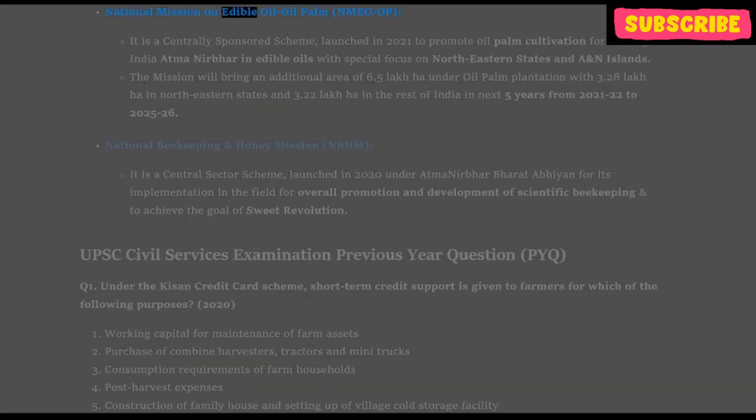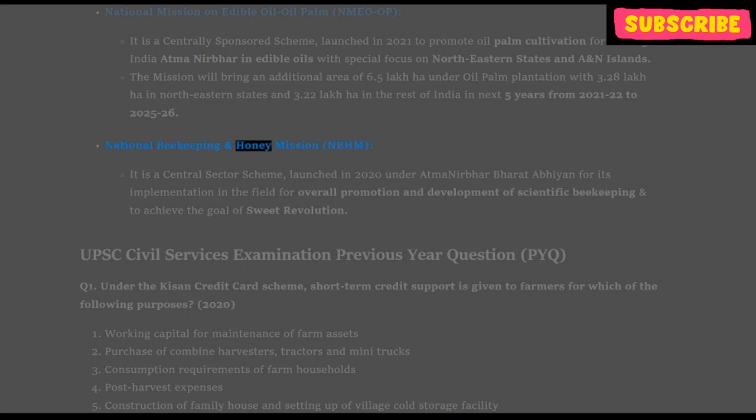National Mission on Edible Oil Palm, NMEOP. It is a centrally sponsored scheme, launched in 2021 to promote oil palm cultivation for making India Atmanirbhar in edible oils with special focus on northeastern states and Andaman Islands. The mission will bring an additional area of 6.5 lakh ha under oil palm plantation with 3.28 lakh ha in northeastern states and 3.22 lakh ha in the rest of India in the next 5 years from 2021-2022 to 2025-2026.